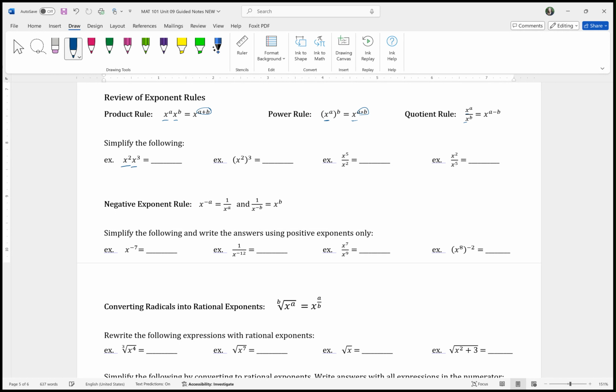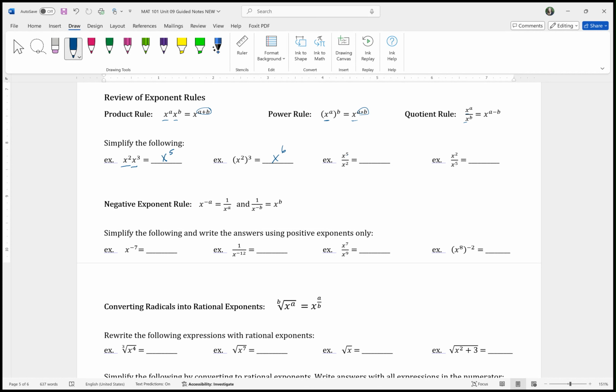Here we have 2 bases, they're being multiplied, that's product rule, so we're adding. So 2 plus 3 is going to give me x to the 5th. The next one, we have just one base, but power to a power. So when you have power to a power, you're multiplying. So 2 times 3 is going to give me x to the 6th.